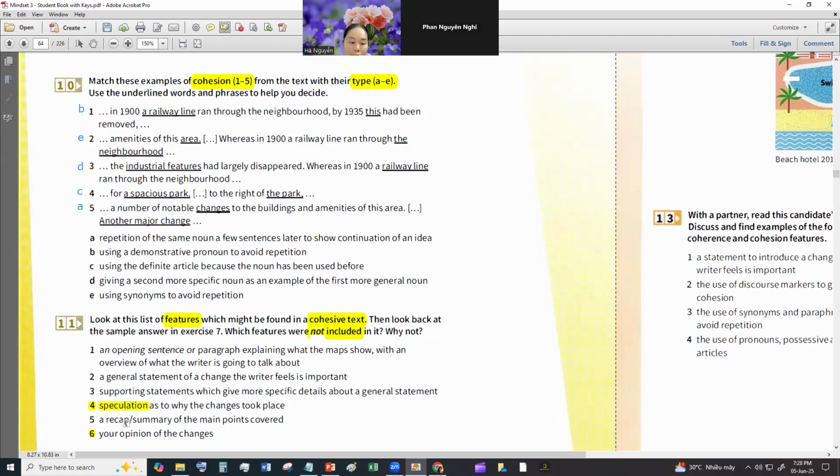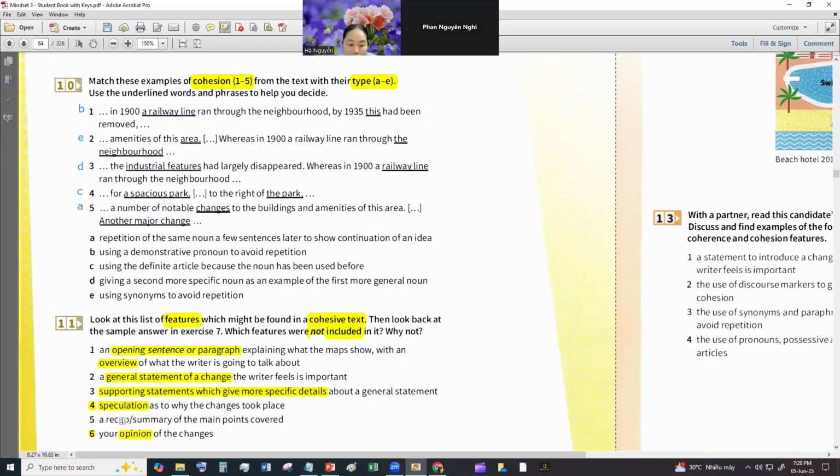Remember, for task 1 in general and this map description in particular, you don't include speculations and you don't include personal opinion. All right, the rest is okay. So an opening sentence or paragraph to introduce the map and an overview, and then a general statement of the changes which are important, and in the body paragraphs, supporting statements which give more details about the general statement.